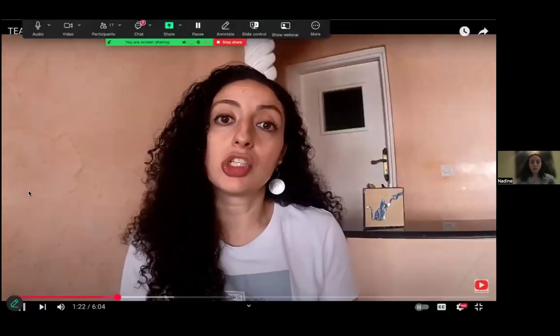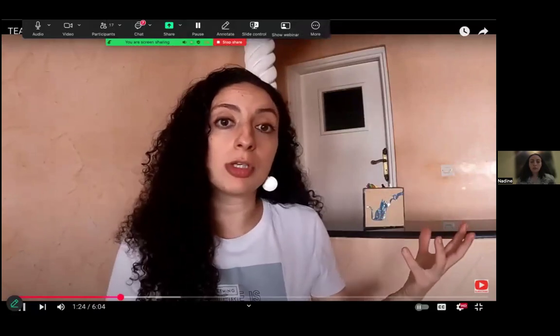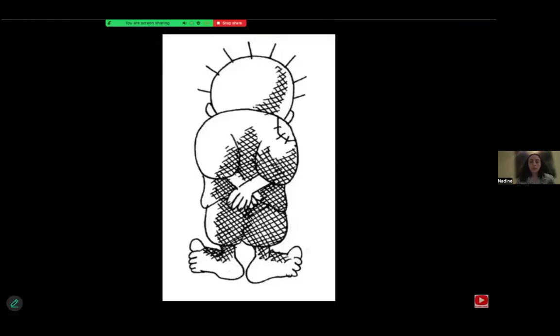Some important questions that you can ask young learners about Naji al-Ali's cartoon. You could show this image to them. This is a young Palestinian boy. What does this young Palestinian boy look like? Can you see his face? Can you see his eyes? Why do you think you can't see his eyes?